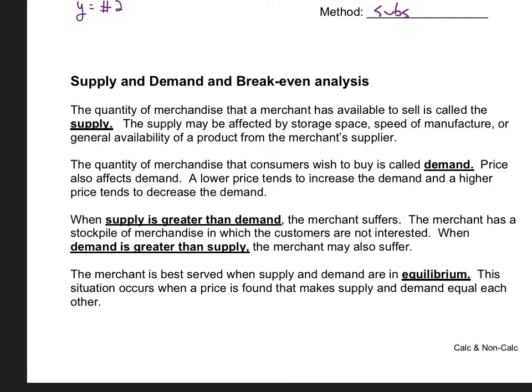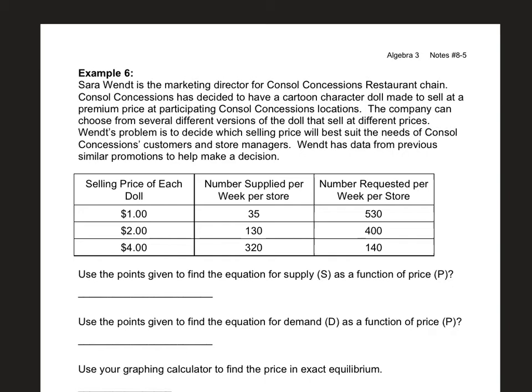When supply is greater than demand, the merchant suffers. The merchant has stockpiled merchandise that they can't sell. When demand is greater than the supply, the merchant might also suffer. So what the merchant wants to do is get an equilibrium, so they get the exact amount of product that they need to sell. So let's look at this question and see if we can figure it out.